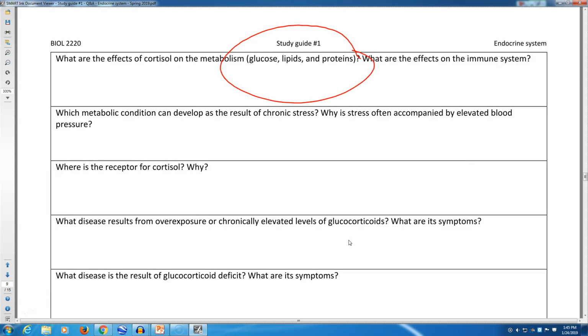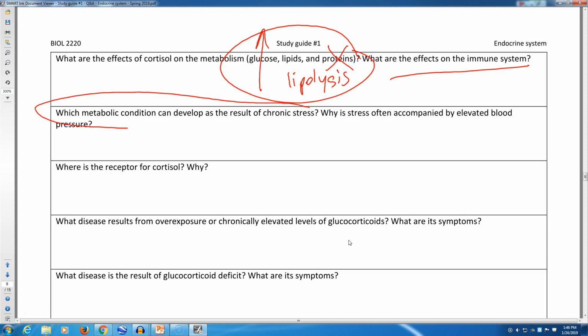Metabolism. Blood glucose goes up. Lipids, I'm going to write lipolysis. And proteins get broken down. It also suppresses your immune system, reducing inflammation. Metabolic condition, diabetes can develop as the result of chronic stress.